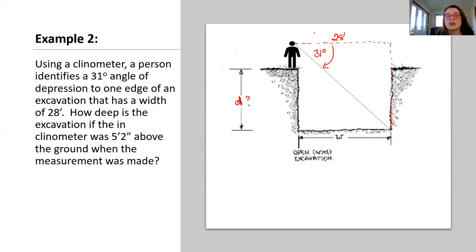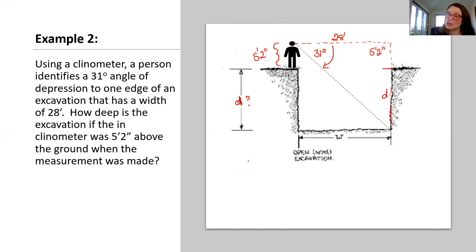If the clinometer was 5 feet 2 inches above the ground when the measurement was made. So here's our person, and this is 5 feet 2 inches. So if you look here, if I want to know the depth, it's going to be 5 feet 2 inches plus d is the height of my triangle that I'm going to get. So we're kind of doing a little extra calculation with these ones. Let's figure out how deep it is.